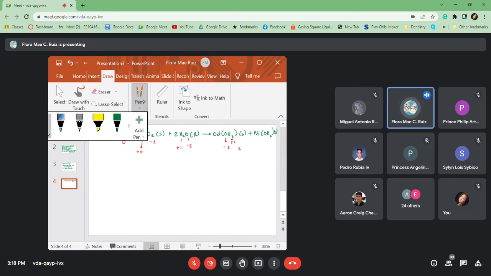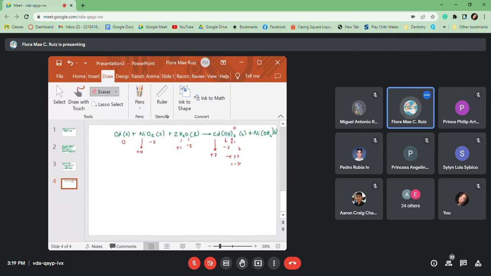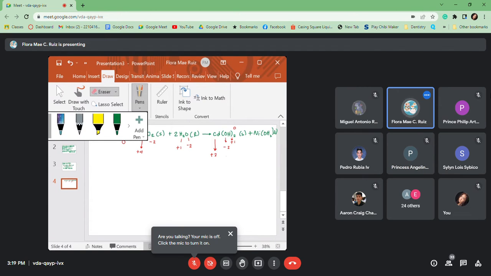Oh, this is not the correct formula. Wait. It should be Cd(OH)2, with the 2 outside. Okay, so 2 times 2, 4. 2 times -2, your oxygen in total has -4. So -4 plus the 2 from the hydrogens, that would be equal to -2. So what should we add so that everything will have 0 charge? It's +2. So your Cd will have +2 oxidation number. Okay, let me just erase this so it won't be confusing.